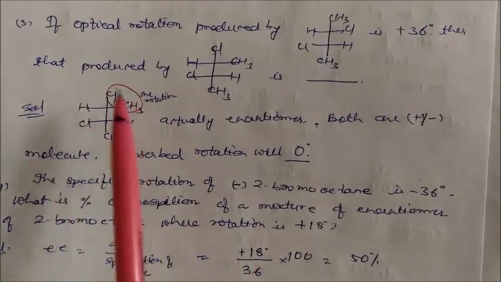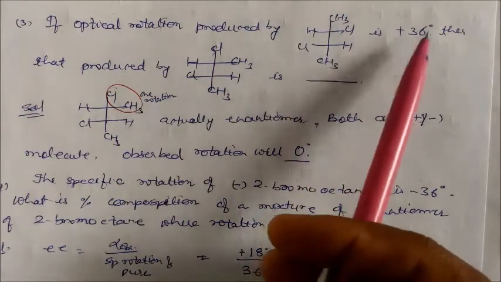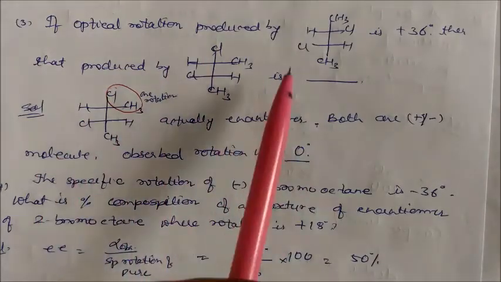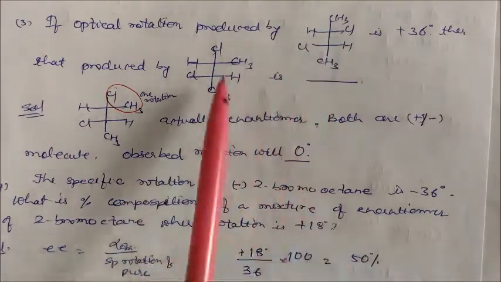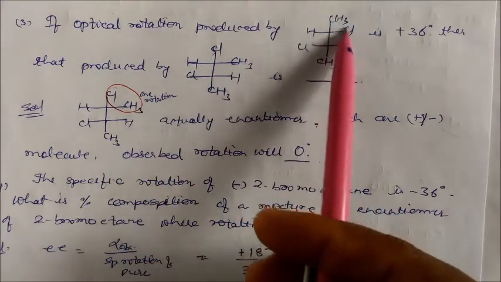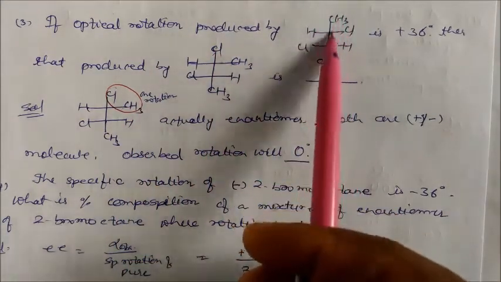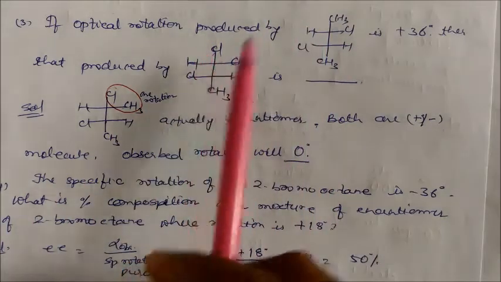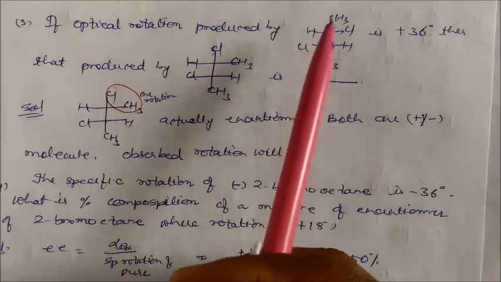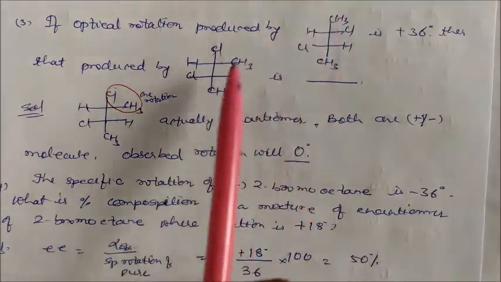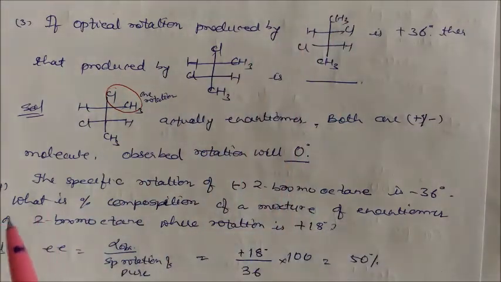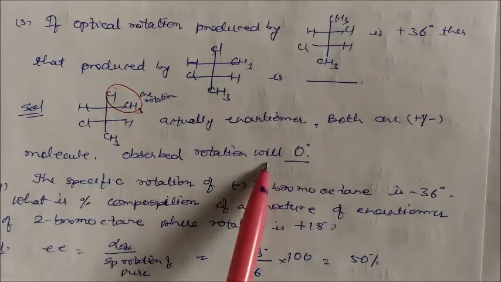If the optical rotation produced by this compound is plus 36 degrees, what is that produced by its enantiomer? So what is the optical rotation when you mix them? In this compound you can see Cl and CH3. If you exchange these two groups with each other, this becomes your enantiomer. So this compound is actually the enantiomer of this one. Enantiomer means that whatever number of molecules of this one, the same number of molecules will be of the other. So what will happen due to this external compensation? The optical rotation of this mixture will definitely be 0.